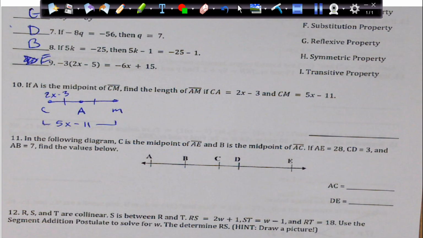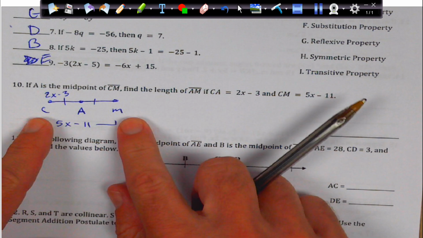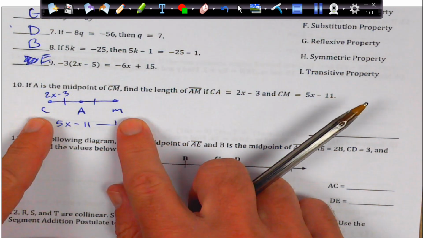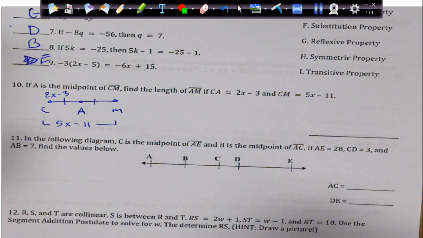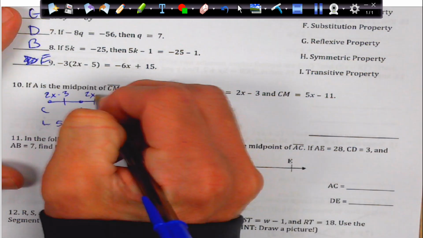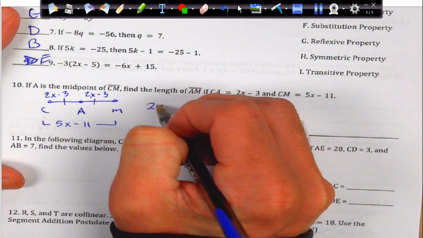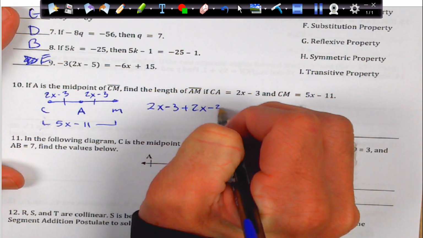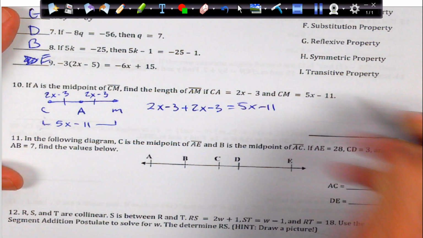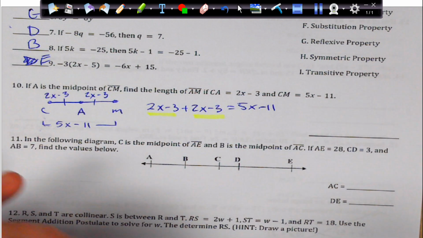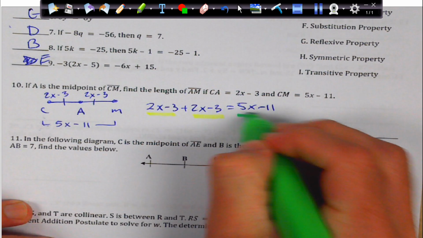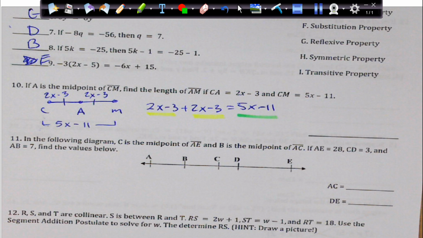You might be tempted to hear midpoint and be like, oh, set them equal to each other. But is CM going to be the same length as CA? And the answer is no, because CA is half of CM. But that means this piece right here is also 2x minus 3. So we could do 2x minus 3 plus 2x minus 3 equals 5x minus 11. So I'm in fact using the fact that I have two little pieces set equal to a big piece, which is segment addition postulate. But I also use midpoint to help me find those two smaller pieces.